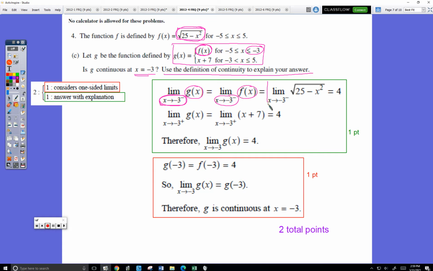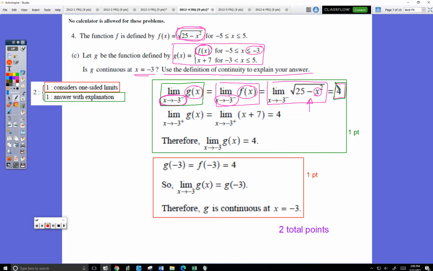You wouldn't have to write this. Technically, you don't have to write this either, as long as you recognize that you should be using this formula. Plugging in an x that's really close to -3 says the value of that limit is 4. So as long as you had this limit here, -3 from the left equaling 4, that would be sufficient.